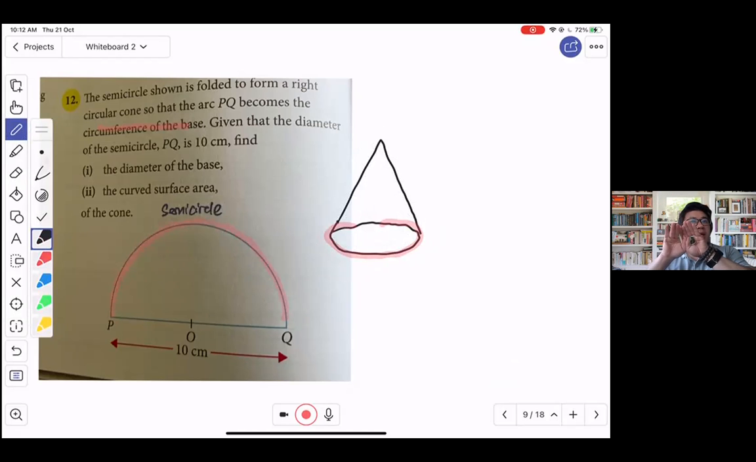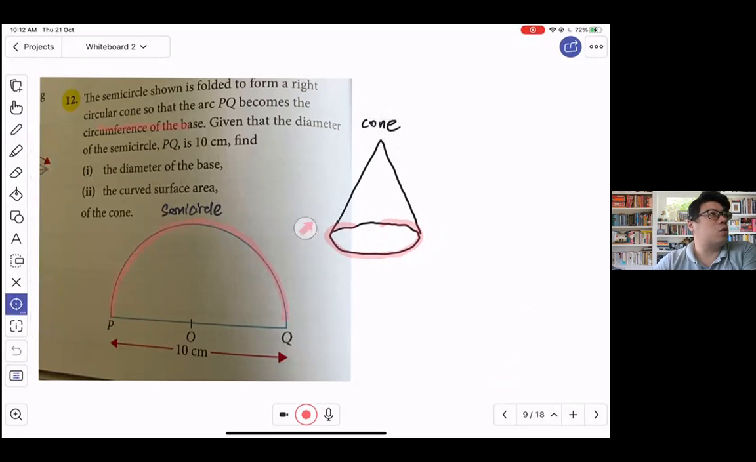It's like you're folding up, like you're tearing open the wrapping paper of the ice cream cone, right? And it gives you the cone here. Okay, it gives you a cone here. So this arc is going to form the base of the cone. You can see the same red line. Okay, so what it tells you is this. I mean, basically, this is forming the circumference of the base.